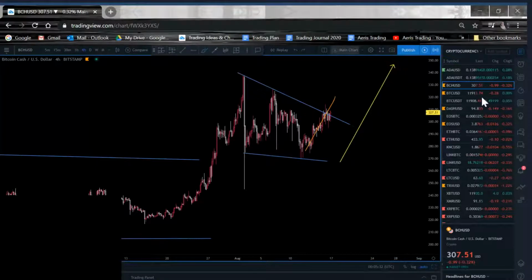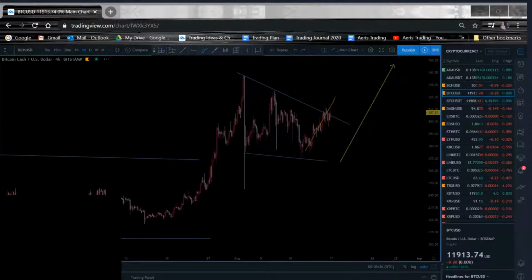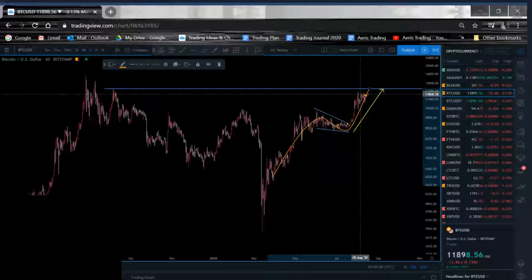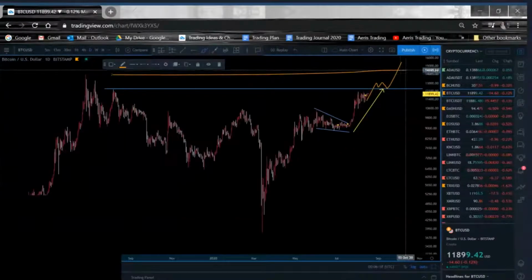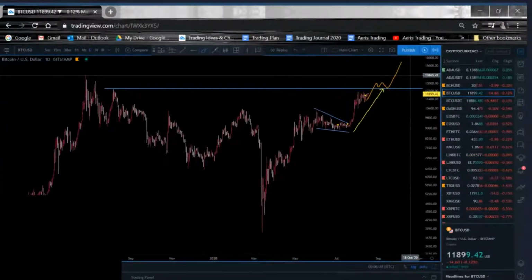So let's look at Bitcoin next. Yes, I'm back. Okay, you see this level, easily break above. Kind of an all-time top would be key to see if the price will break above that.